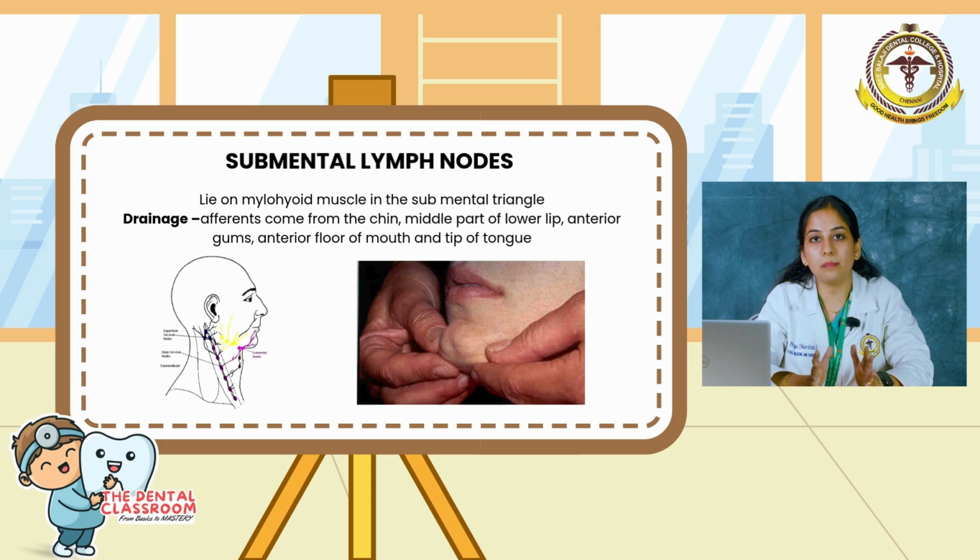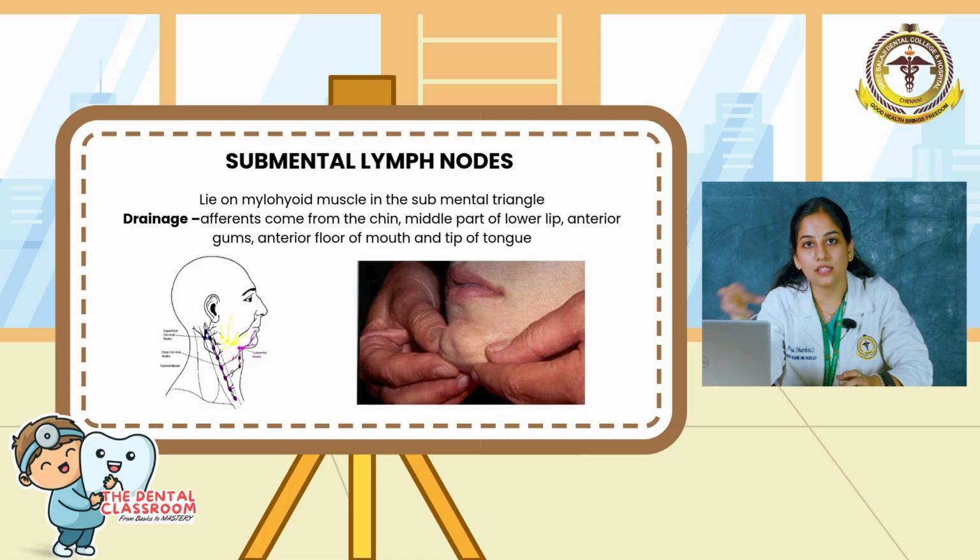As we all know, submental is in the mental region of the chin. It lies on the mylohyoid muscle in the submental triangle. We all know we have different triangles in the head and neck, which are the submental triangle, anterior triangle, and posterior triangle, and all these triangles have separate lymph nodes. So the submental lymph node is basically in the submental triangle.